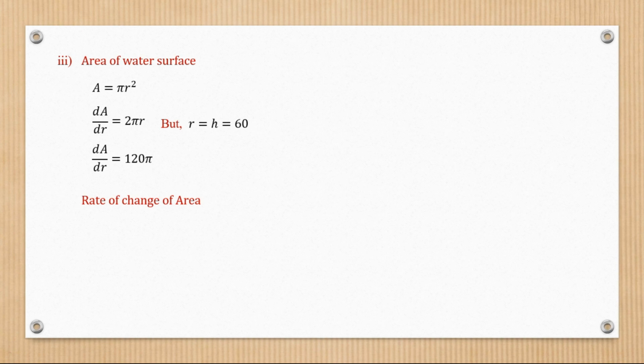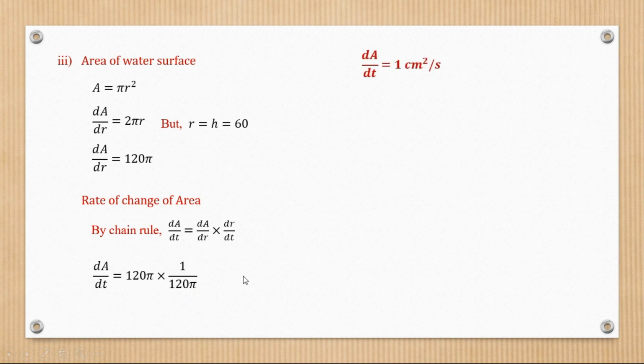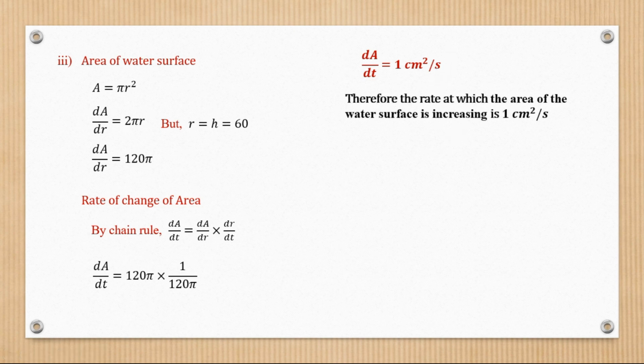So now to find the rate of change of area, from the chain rule, we're going to relate that to radius. So we have dA/dt equals dA over dr times dr over dt. Remember, we found that dr/dt was 1 over 120 pi, times this 120 pi. So we shall have it as 1 centimeters squared per second, and that is the answer. So therefore, the rate at which the area of the water surface is increasing is 1 centimeters squared per second.